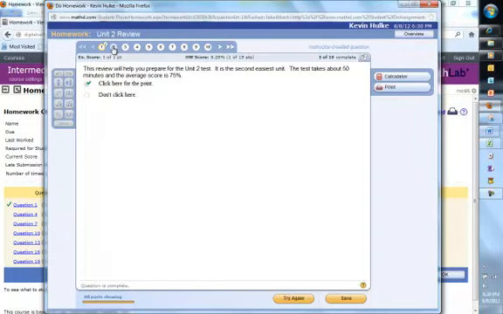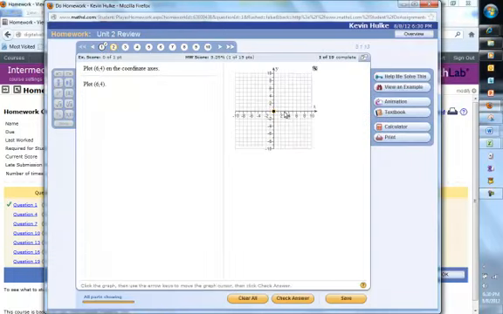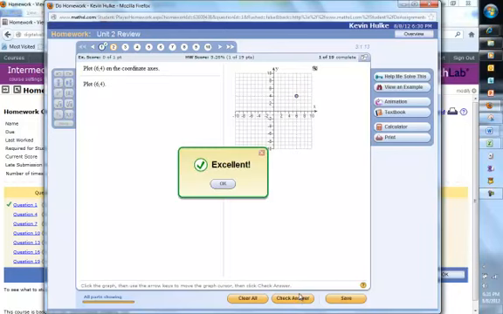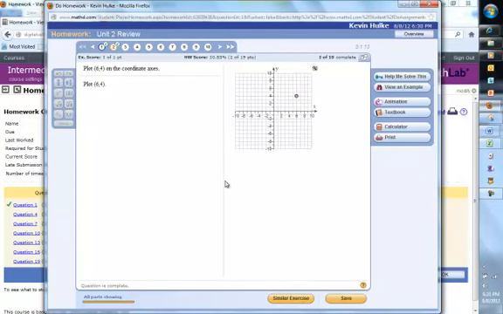All right, question 2. Plot over 6, up 4 on the graph. Over 6, up 4, and let's go on.